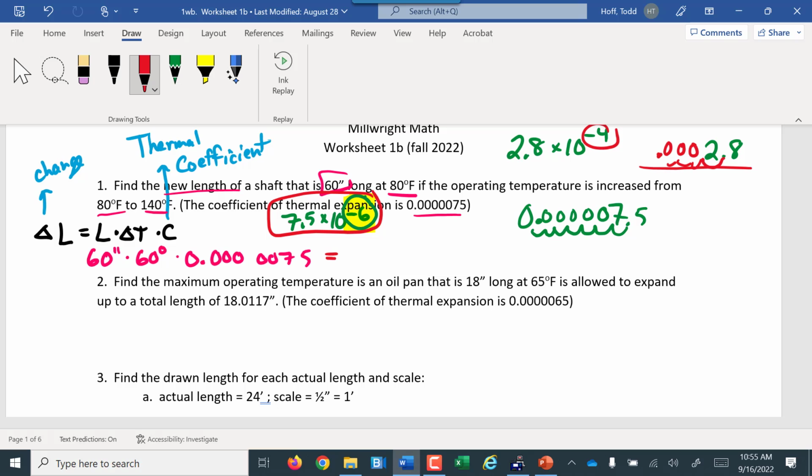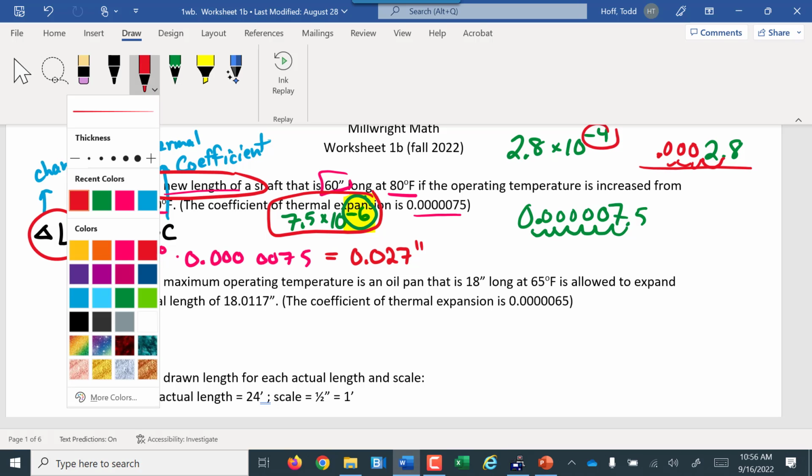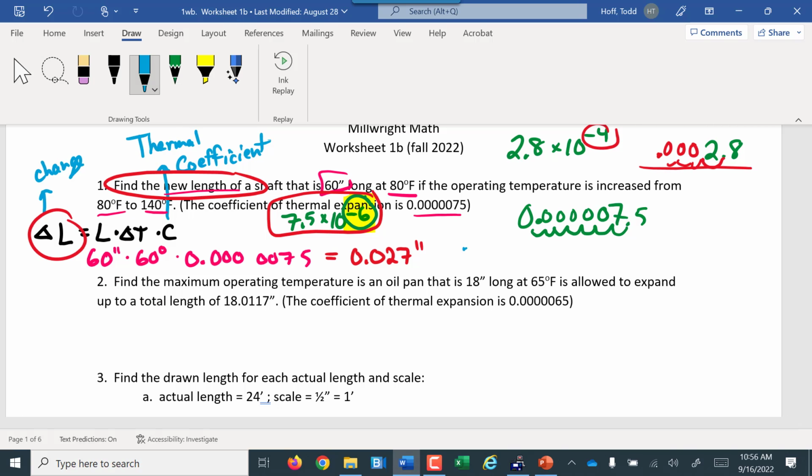So as we multiply that out, I think that comes out to 0.027. That is the change in length. We asked for the new length, so what more do we have to do there? Yep, 60 inches original plus the 0.027 inches. It is now 60.027 inches.